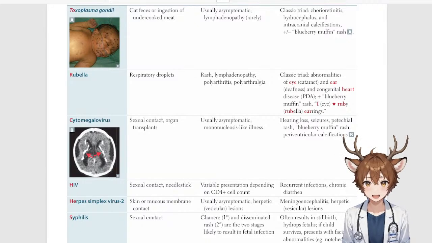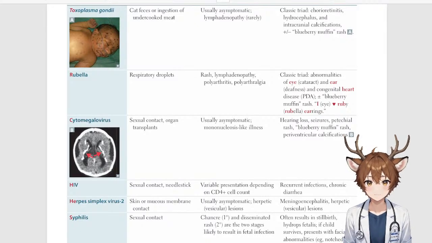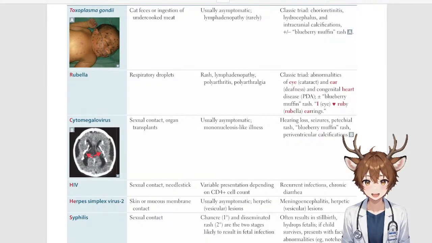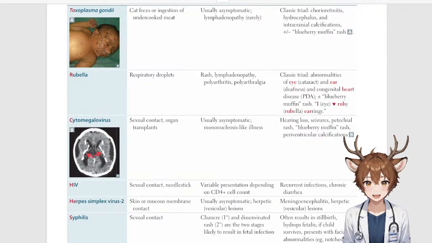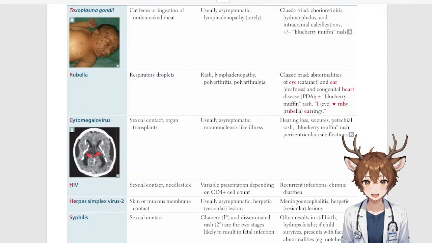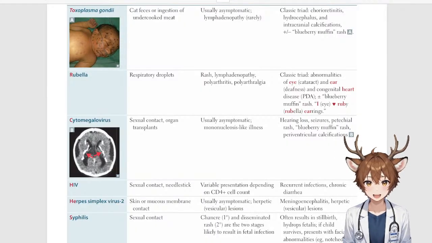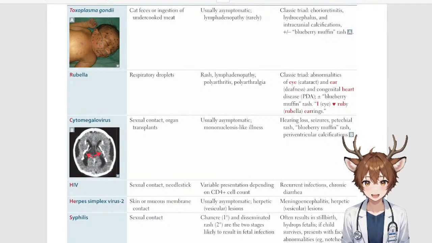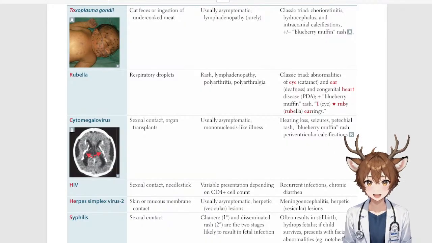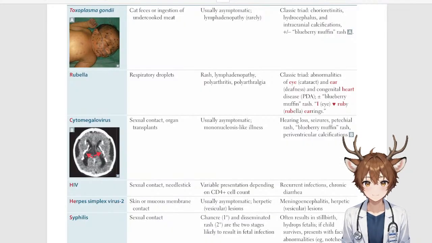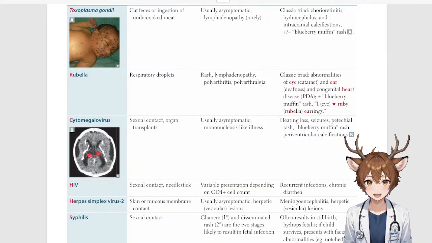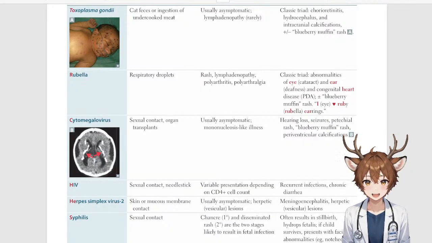So CMV, for the kid with CMV, it'll present with hearing loss, seizures, petechial rash, blueberry muffin rash, chorioretinitis, and periventricular calcifications. CMV: chorioretinitis, microcephaly, and periventricular calcifications. That one's not too bad. Fair enough.